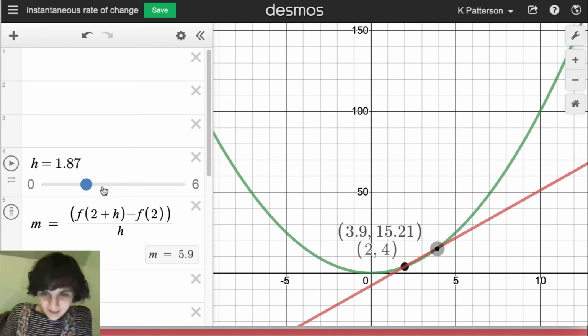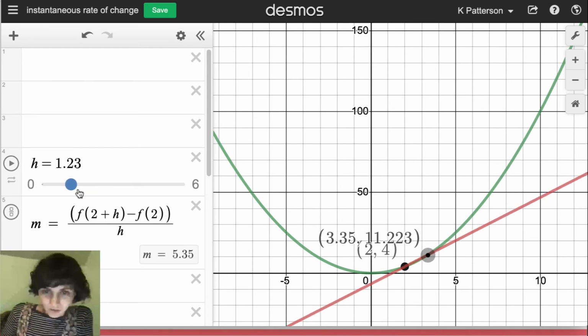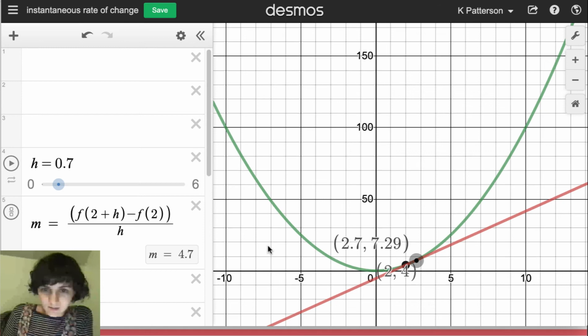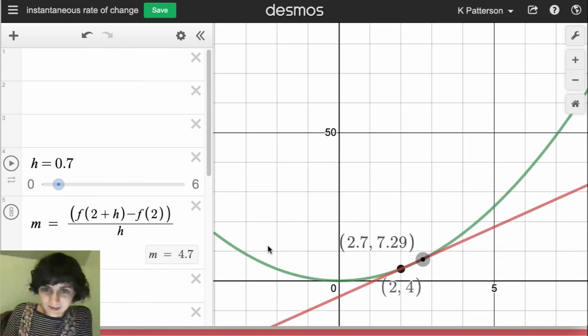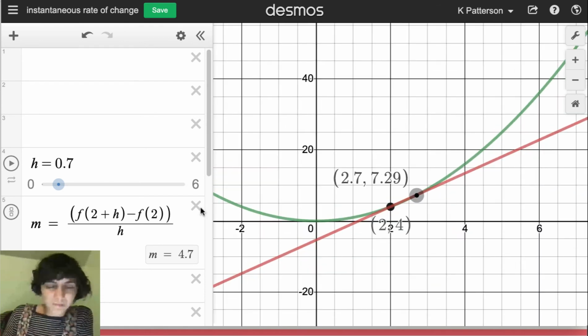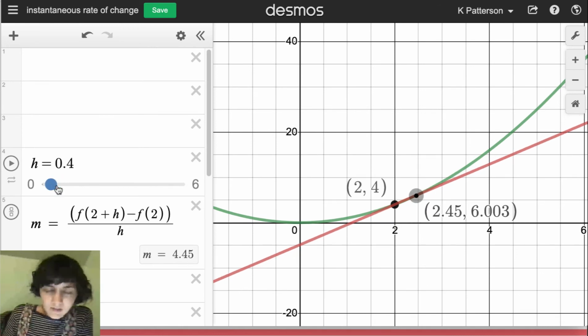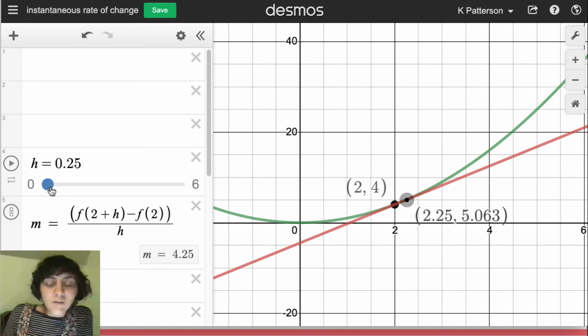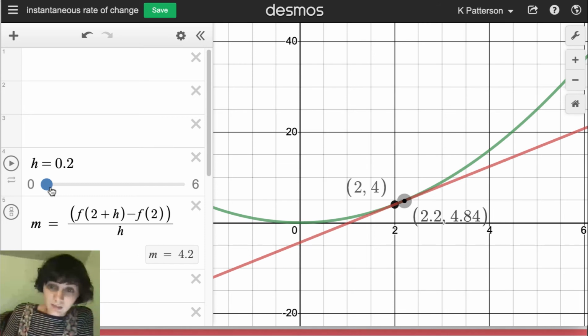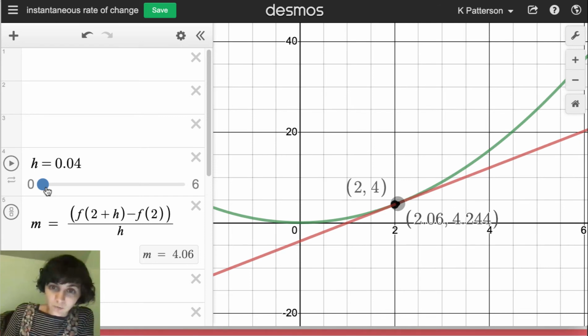So I'm getting closer. Okay, I'm at 3. I'm going to zoom in this way. Okay. So I'm getting closer. Getting closer. Ooh, I'm very close. So I'm at 2.25. And the slope looks like it's getting closer to 5. Oh no, but it just got lower than that. So I'm getting closer. Getting closer. Very close to 2 at this point. It looks like the slope is getting close to 4?